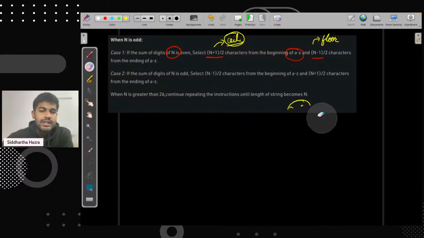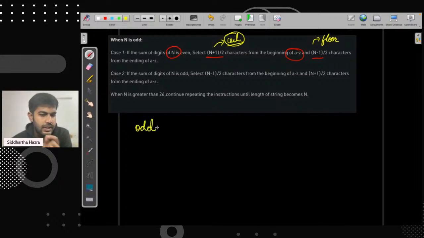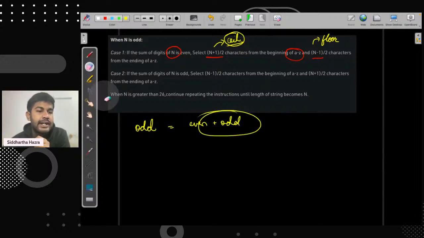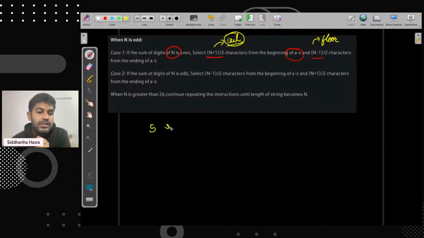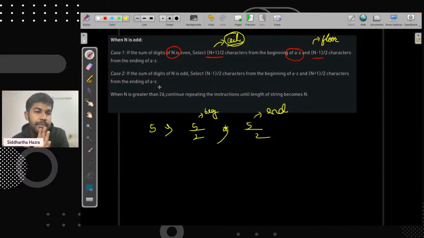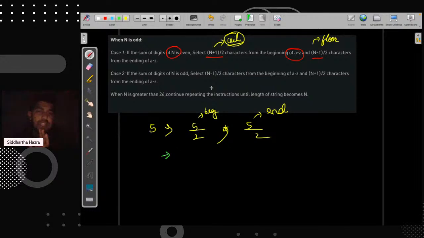What is the hidden meaning of this? Basically, it is trying to tell us that an odd number, when divided by 2, is made of two numbers, that is, an even and an odd. So this would be catered by this. Suppose we have 5. So 5 divided by 2, and 5 divided by 2. This is what is being asked from the beginning, and this is from the end itself.